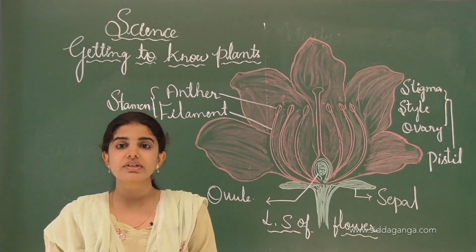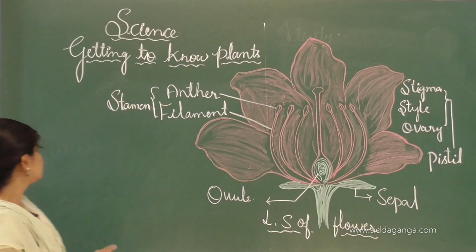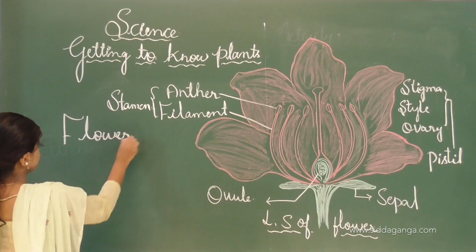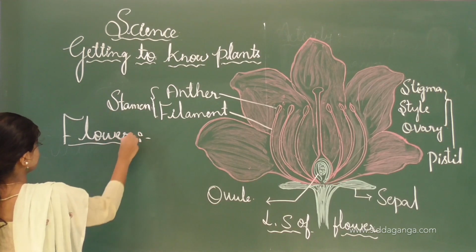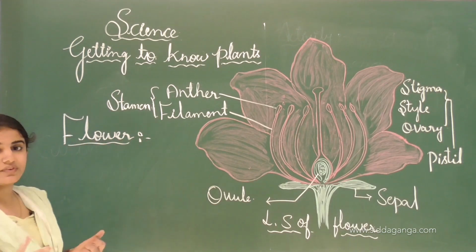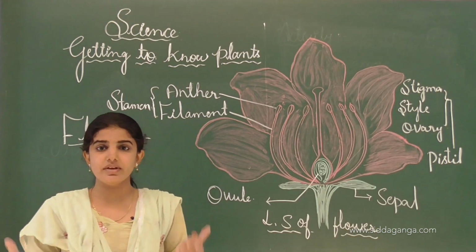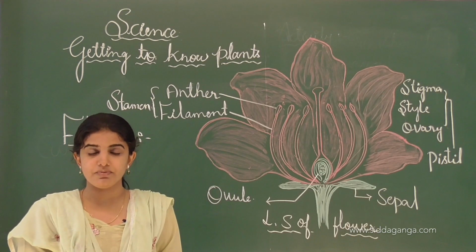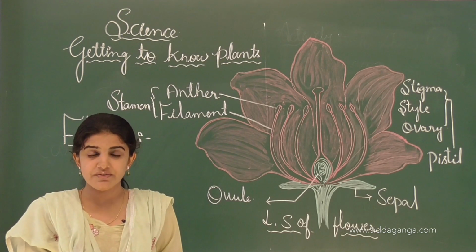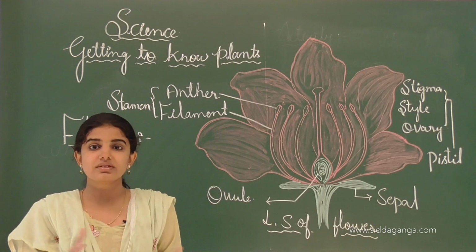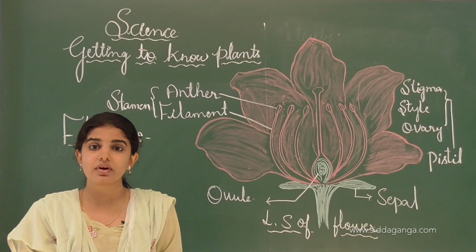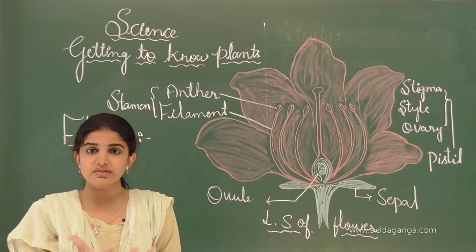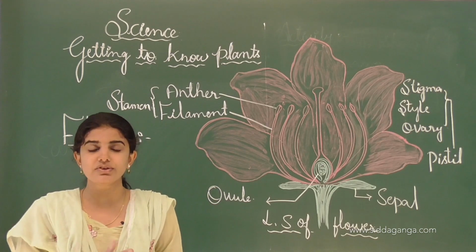And in today's class we will discuss the flower. We see varieties of flowers in different plants. For example, the rose plant has different flowers, which differ in size as well as color. Some of them are red, while some are yellow. Different varieties of flowers differ in color and also in size.